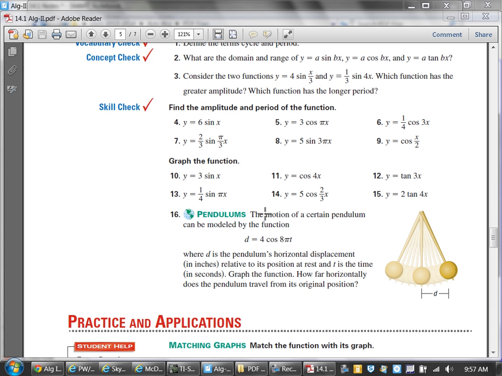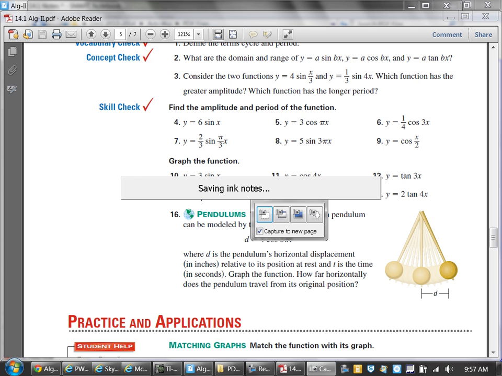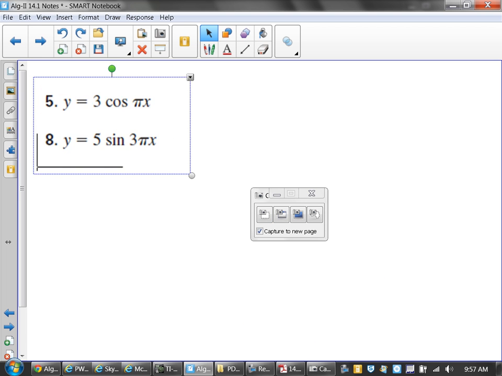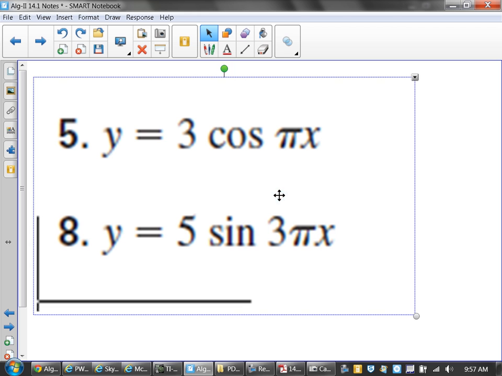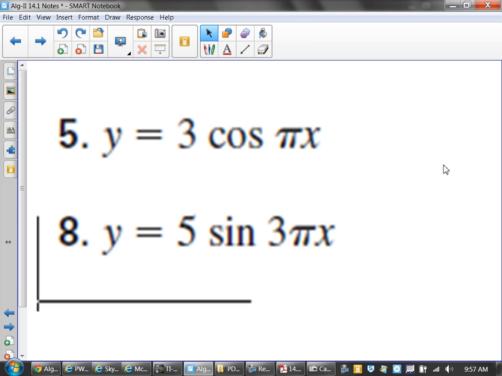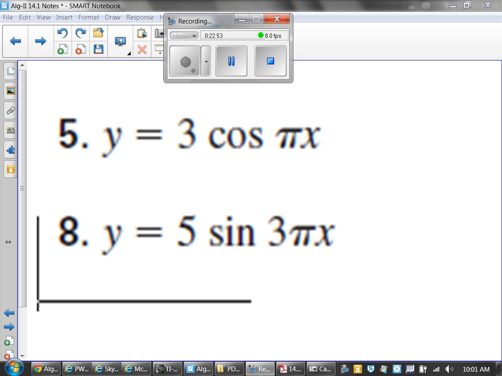Yeah, but I think it counts the times. There's a lot of math. All right. Graph those two. You guys are doing all right.